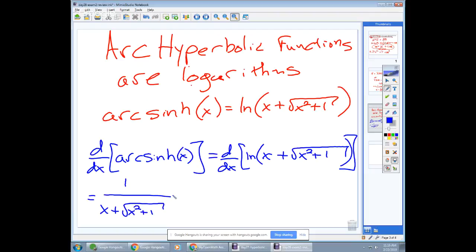Chain rule says multiply that by the derivative of the inner. The inner is x plus the square root. So parentheses, what's the derivative of x? 1. And does anybody remember the derivative of a square root? You could rewrite it as x to the 1/2. Or you might remember that it's 1 over twice the square root. So I'm going to go with that version.